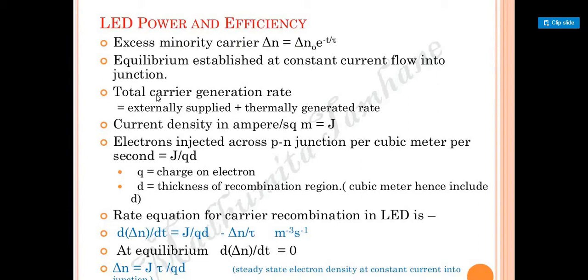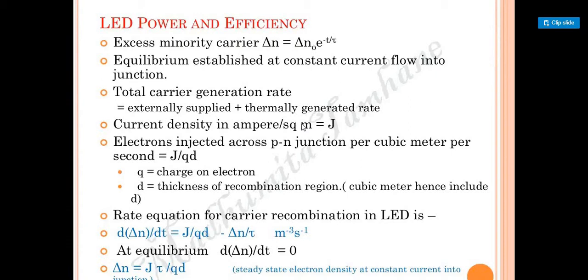So they will give the J value, that is current density, they will give the q value, that is charge, and they give the d, thickness. Both the values they will substitute and they try to find out the relation as well. At equilibrium, what can we write? We can write that whatever the delta value we have should be equal to this value. So tau is shifted to the right side, equate with 0, this term equals 0, so this here will become 0 and this minus will become plus. So delta N we can write as, if you cross multiply, J tau by qd. This is called the steady state current density at a constant current into the junction.